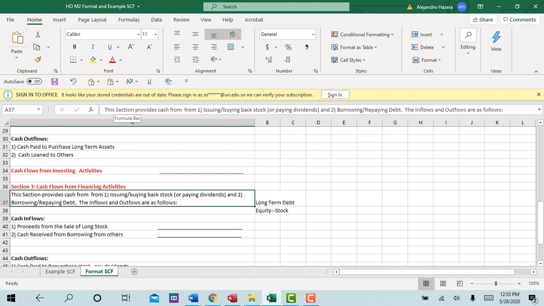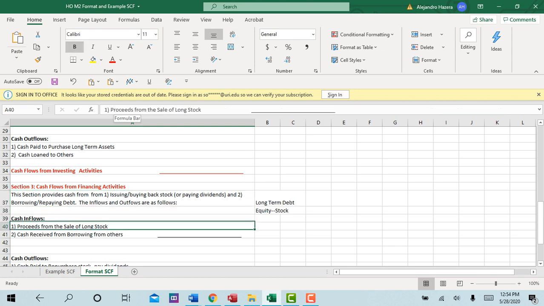Okay, here's what it says. This section provides cash flows from one, issuing, buying back stock or paying dividends. Okay, so when you issue stocks, cash comes in. When you buy stock back or pay dividends, which is kind of the same thing, cash goes out. And two is borrowing and repaying debt. This is money you borrow, not loans made to others, money you borrow. I'm getting excited about that because I want to emphasize that.